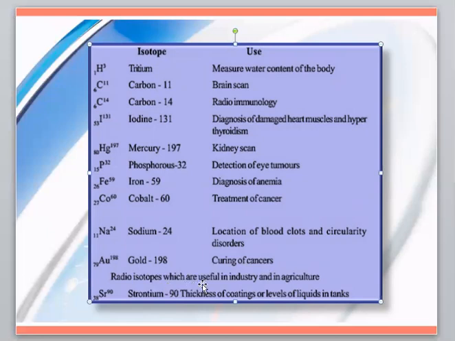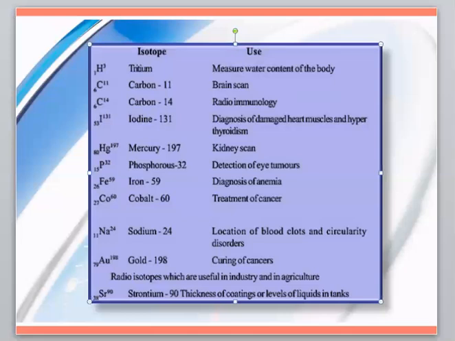Radioisotopes are also useful in industry and in agriculture. Strontium 90, thickness of coating or level of liquid in tanks. There are various types of isotopes, each having different properties, and we use them for specific purposes.